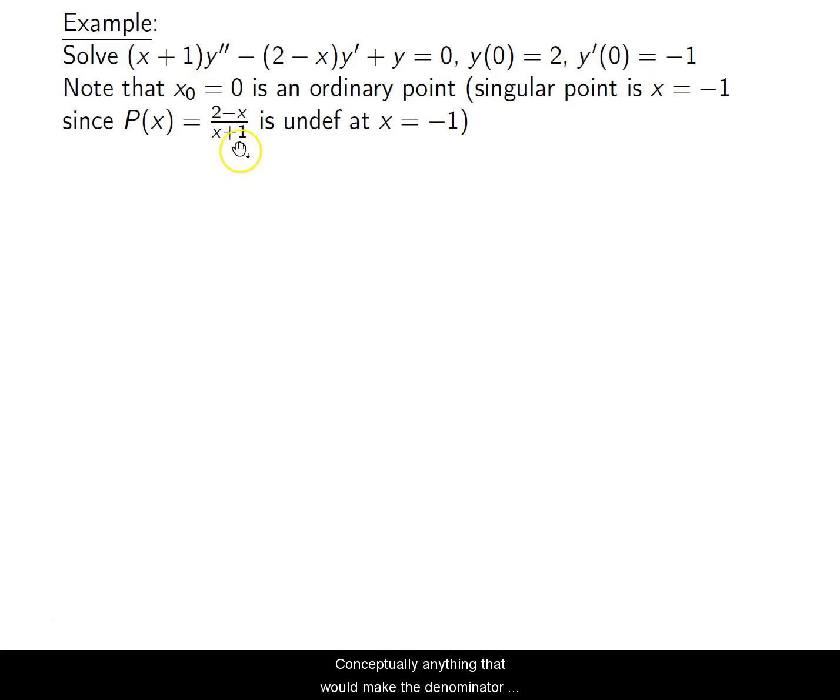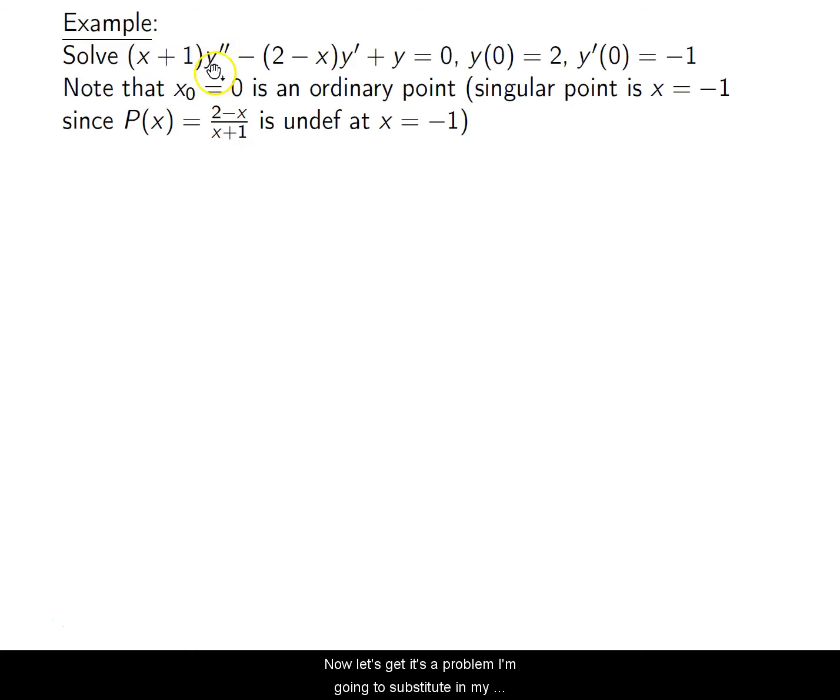Conceptually, it's anything that would make the denominator, the first term, 0, basically, right? So it doesn't work with the other functions, the 2 minus x and this constant of 1 here. It's only for what makes the leading function 0, if possible. Okay, so now let's get into the problem.